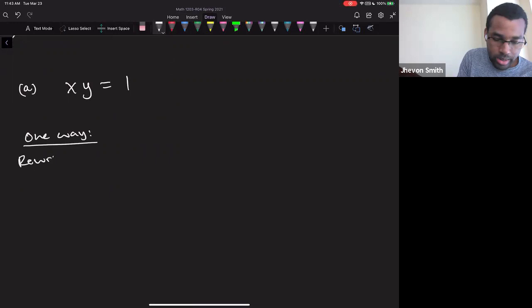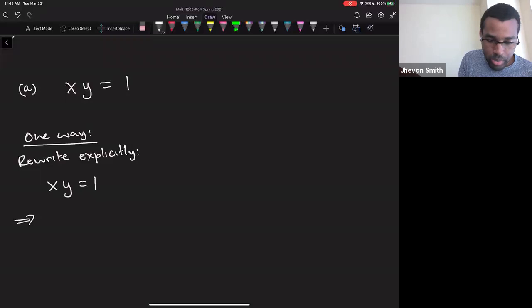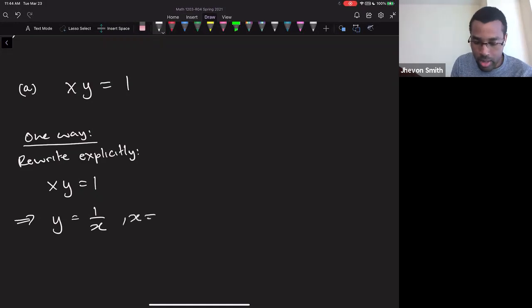Is to rewrite it explicitly. Right? So if x times y equals 1, well, this really means that y is 1 over x, doesn't it? Now, I can just divide by x and solve for y. Not a big deal. I know my x is not 0.